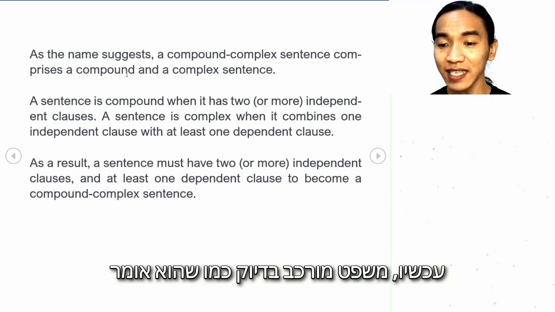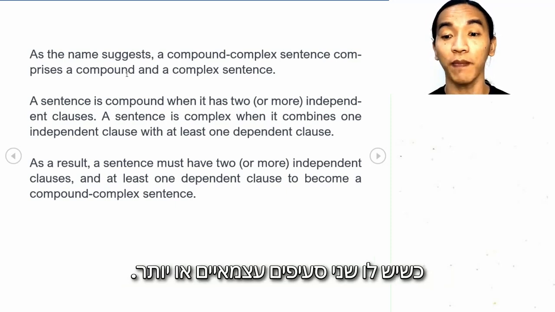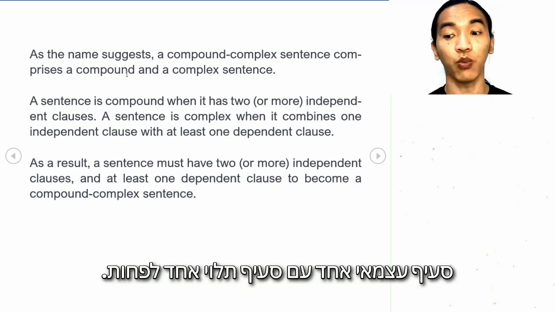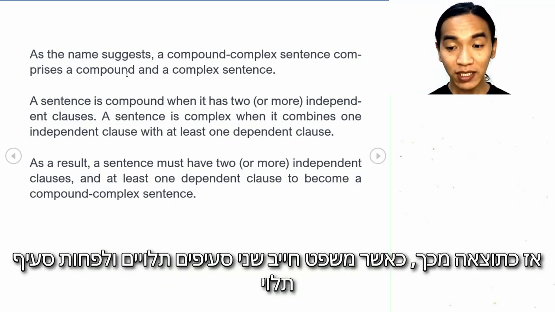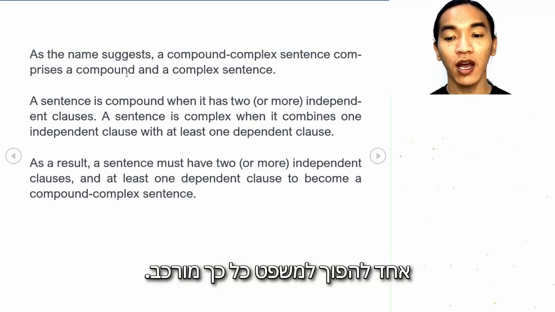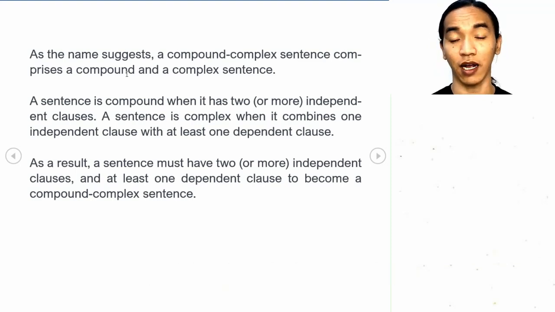Now, a sentence is compound, just like it says, when it has two or more independent clauses. A sentence is complex when it combines one independent clause with at least one dependent clause. So as a result, a sentence must have two independent clauses and at least one dependent clause to become a compound complex sentence. All right?